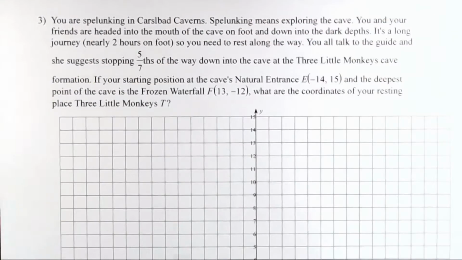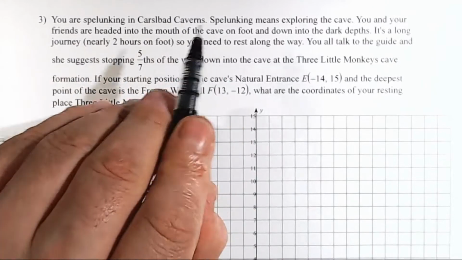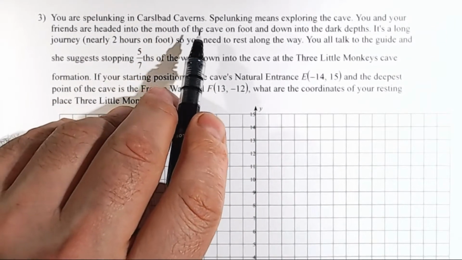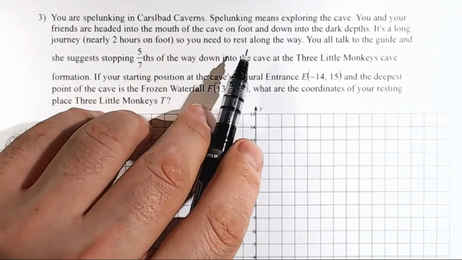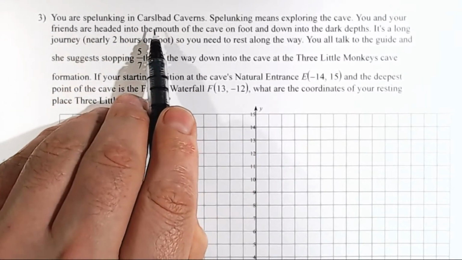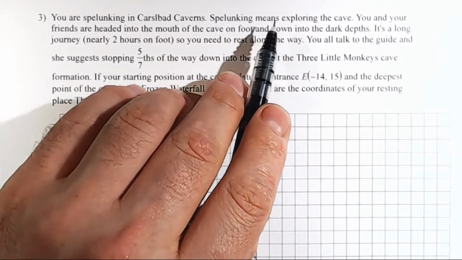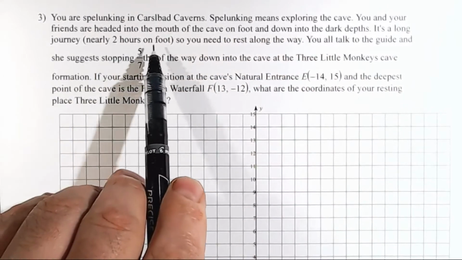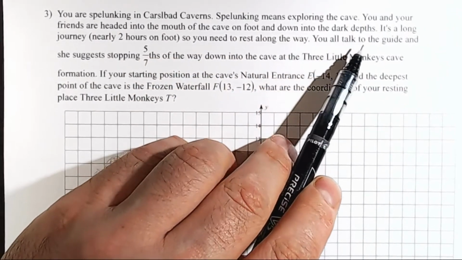You are spelunking in Carlsbad Caverns. Just on the other side of the Texas-New Mexico border, up near the Panhandle area, you've got Carlsbad, New Mexico. It's a very cool place. I hope you go there or have been there. You are spelunking in Carlsbad Caverns. Spelunking is a word that means to explore a cave. You and your friends are headed into the mouth of the cave on foot and down into the dark depths.